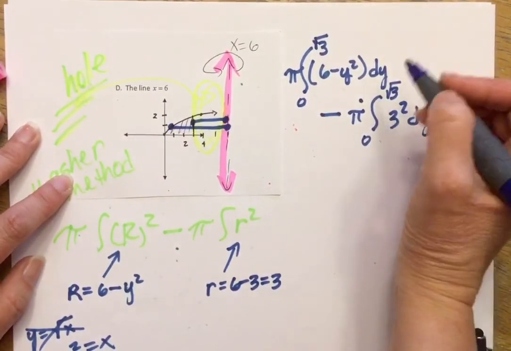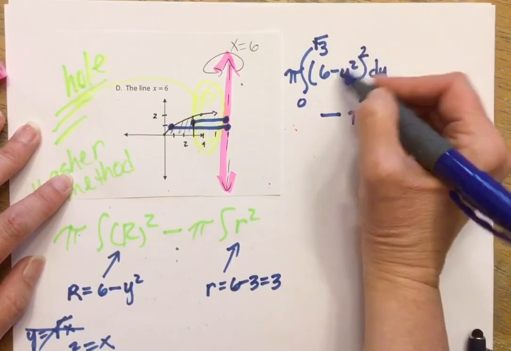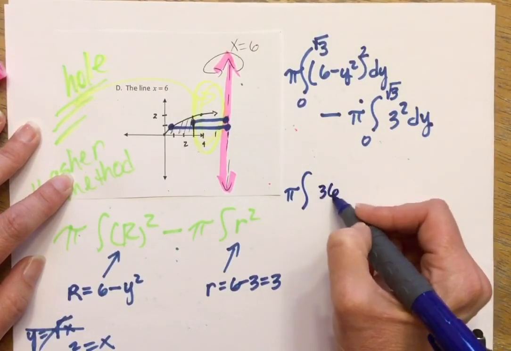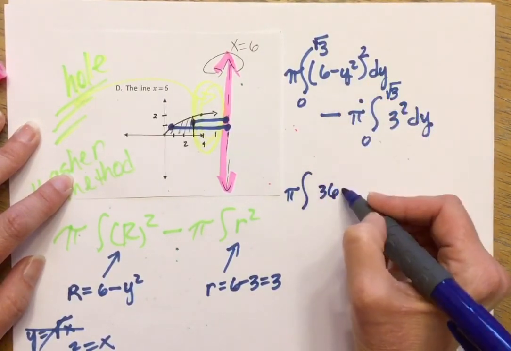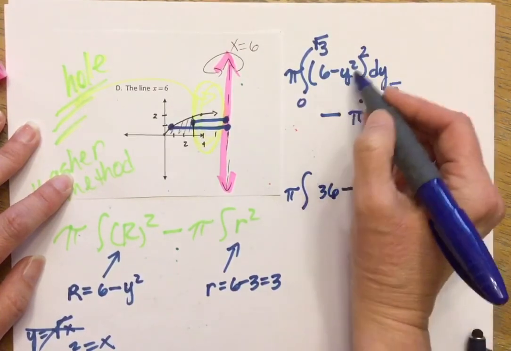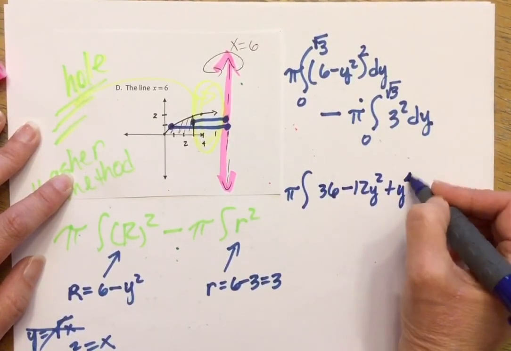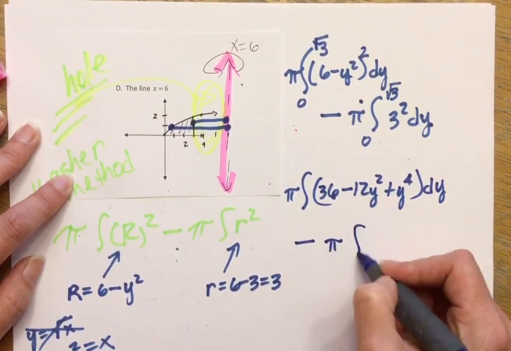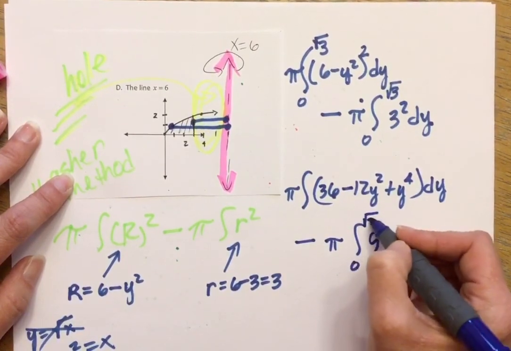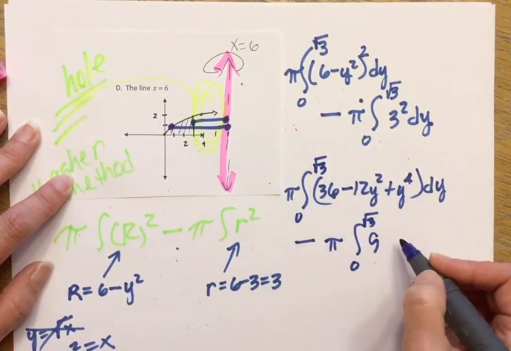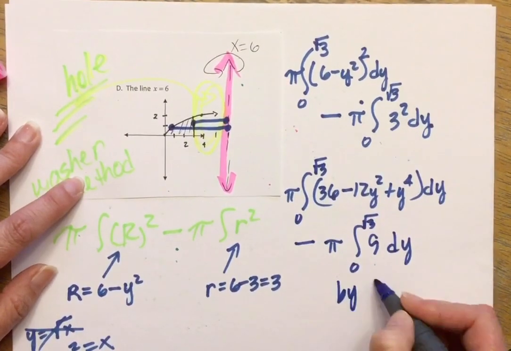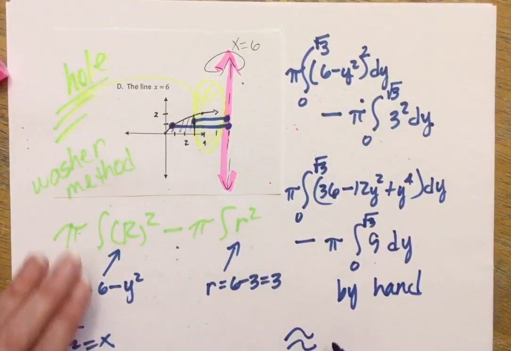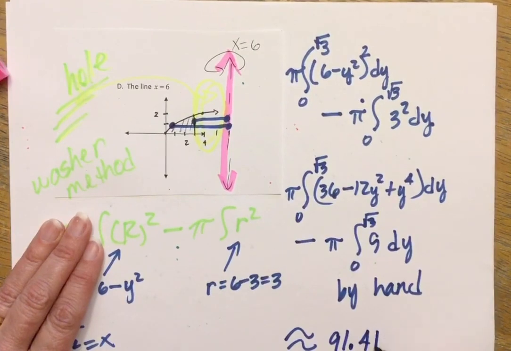Keep in mind when you do this by hand, I lost my square here, didn't I? This has to be squared. So when you do this by hand, you would have to square the binomial. You get 36 when you square that. Multiply those two and double it, so negative 12y squared. Square that, it's going to become a positive y to the 4th dy, and then minus pi integrate 9, both of these from 0 to root 3. So when you're done with this, if you practice doing it by hand, at least make sure you do it in your homework that way, your final answer should end up being 91.415.